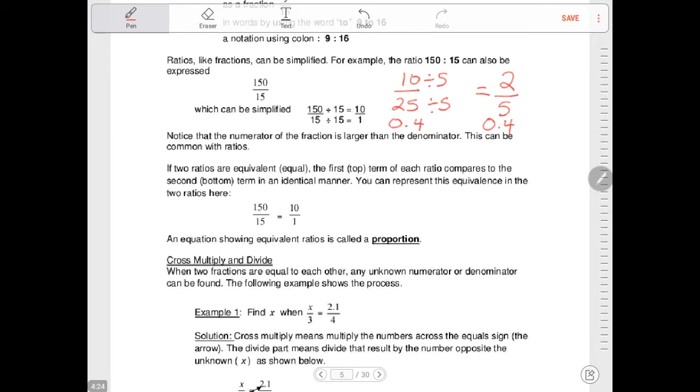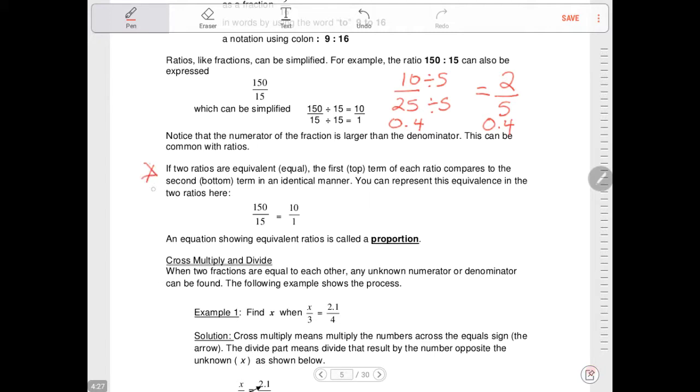Now, if we come down here, it says, if two ratios are equivalent or equal, the first or top term of each ratio compares to the second bottom term in an identical manner. You can represent this equivalence in the two ratios. So you see, this is what they did here.